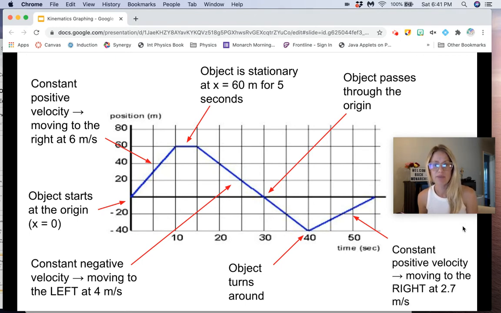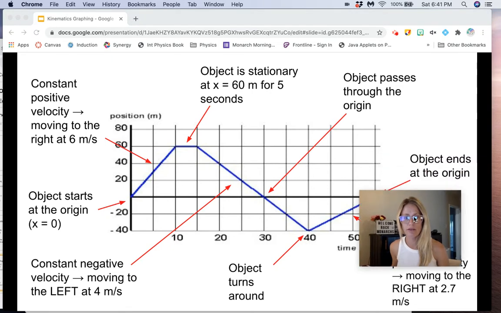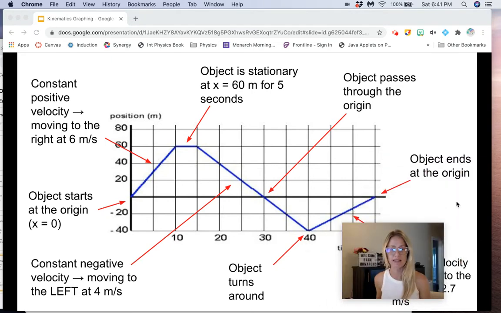So we have a constant positive velocity moving to the right at 2.7 meters per second, and then we end there at the origin. Okay, so the object ends at the origin. So that is how you're going to interpret these graphs like this.